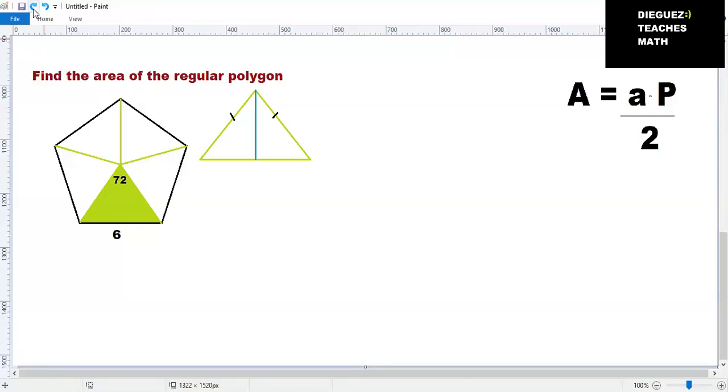And if I draw the apothem, it just happens that it slices that isosceles triangle in half, right in the middle. So if this was 6 before, now I'm gonna have 3 and 3. And the angle here at the top was 72. I sliced it in half, so 36 and 36.